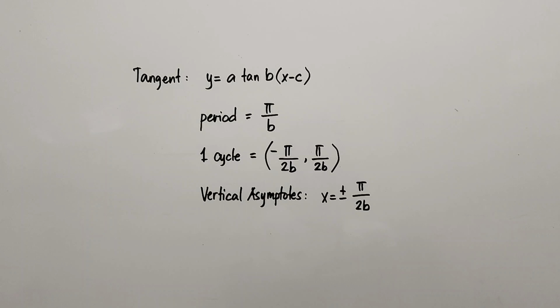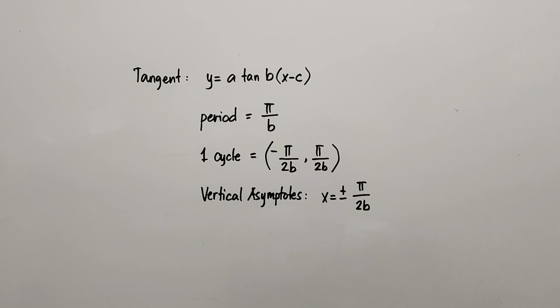For y equals a tan(b times x minus c), we need first to identify the values of our a, b, and c. For the period of the tangent, the formula is pi over b. One cycle of the tangent is from negative pi over 2b until positive pi over 2b. Since that is one cycle, we also need to divide this cycle into 4 equal parts.